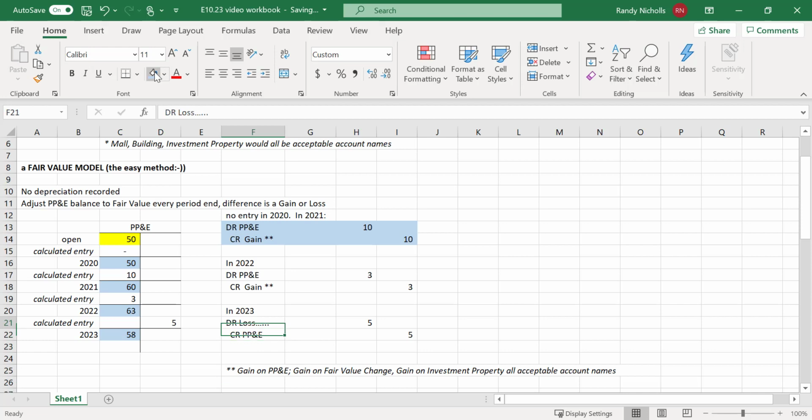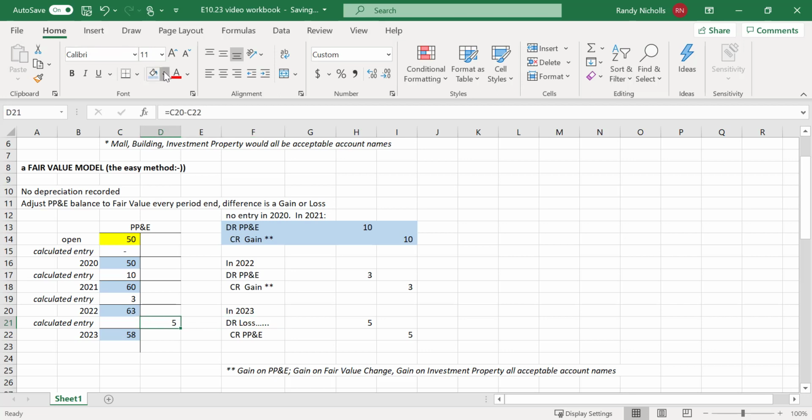Okay, so 2021, we adjusted it to 60, 2022 comes along, now the appraised is 63, so we're going to need an entry for $3, same as this year. 2023 comes along, and now the appraised value has gone down. Now it's only worth $58 million, but it's the same math. I need to get the account from 63, which was last year's fair value, to 58, which is this year's fair value, so I need a credit of 5.